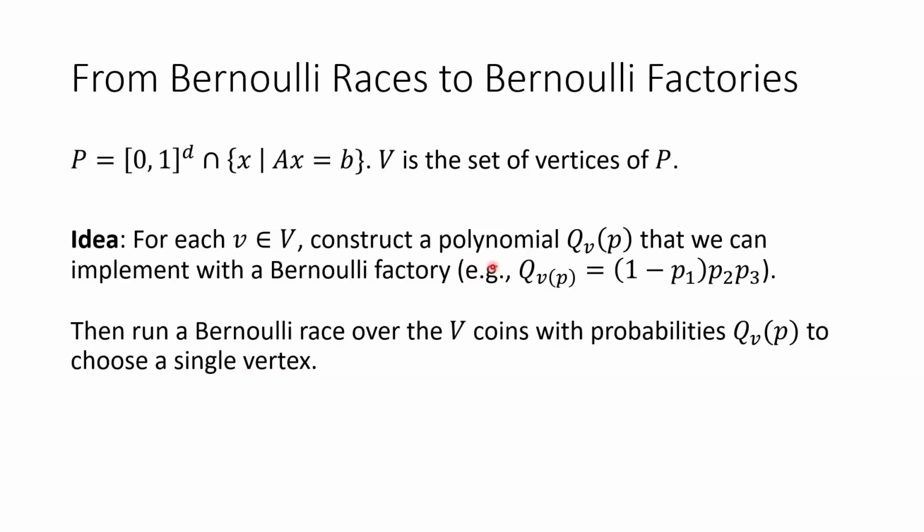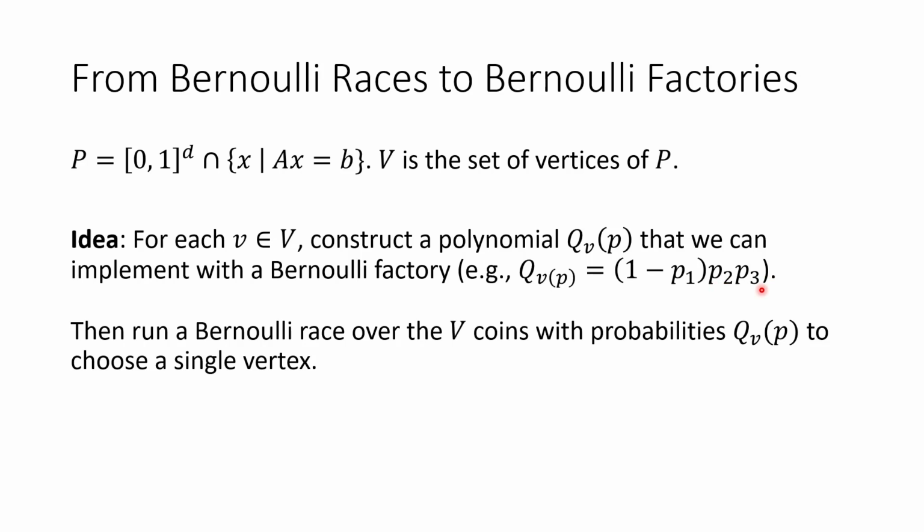So, given this Bernoulli race, how can we use this to construct combinatorial Bernoulli factories? We'll do so as follows. The idea will be that for each vertex v in our set V, we will construct some polynomial q sub v of p that we can implement efficiently with a Bernoulli factory. So for example, maybe a polynomial that looks something like (1 minus p1) times p2 times p3. You can sample this by first flipping coin 1, checking if it's tails, then flipping coin 2, checking if it's heads, then flipping coin 3, checking if it's heads.